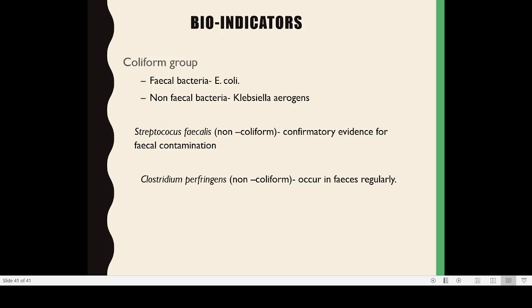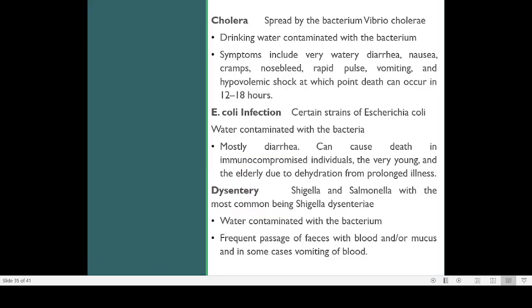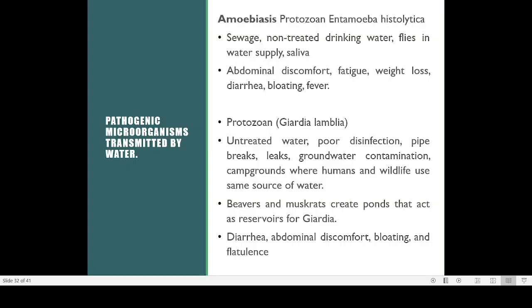Next we have bioindicators, which we will be discussing in the next class. This is a very important topic for your examination. Keep in mind the important pathogenic microorganisms transmitted by water. For the examination, it is an important question.